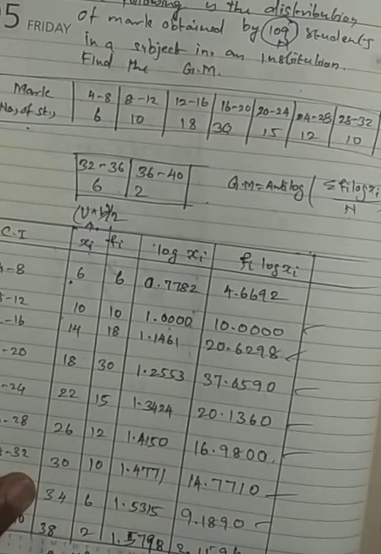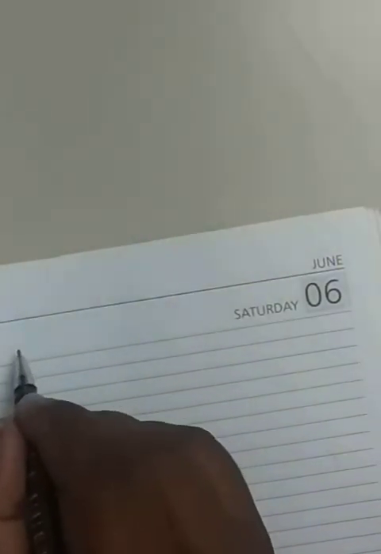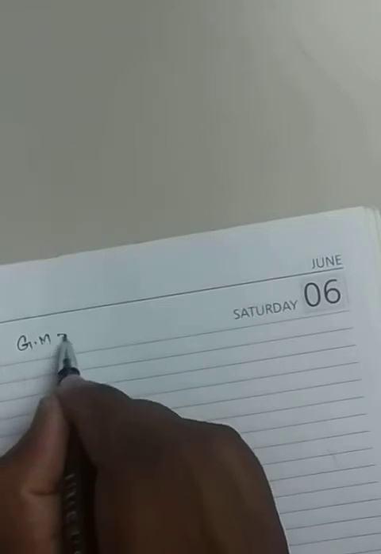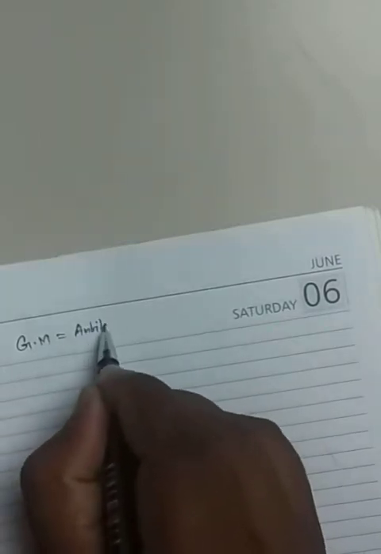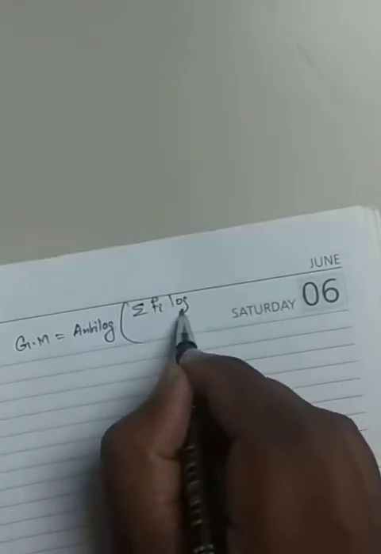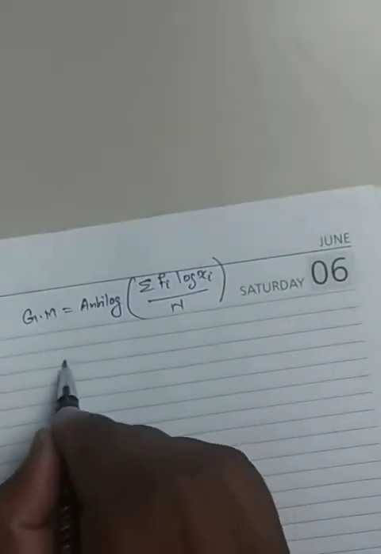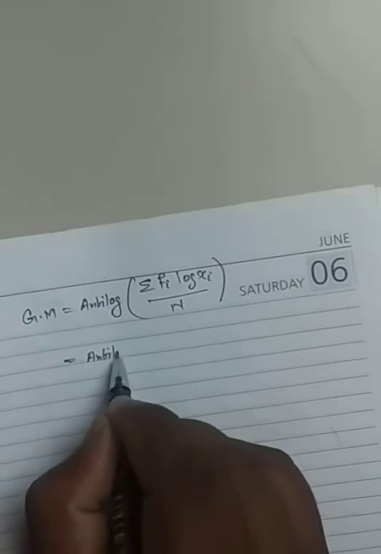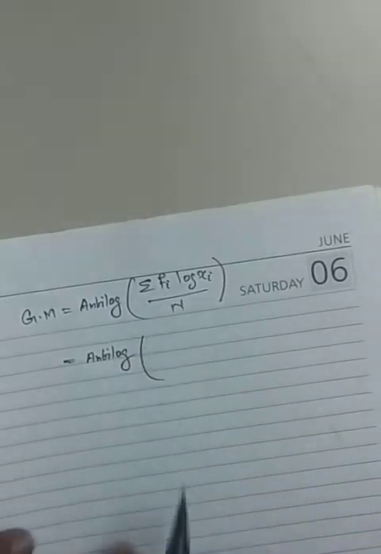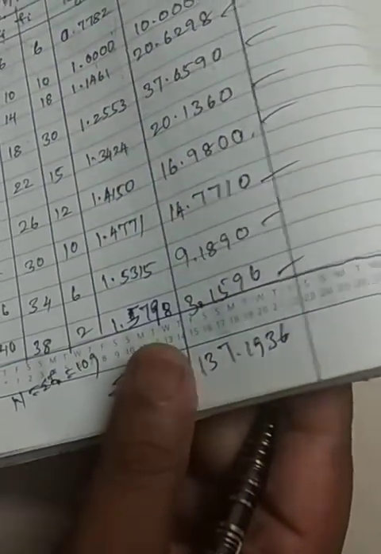Now we got all the values. So here summation fi log xi is the value, and n is that. Now according to the formula I will write here. GM value is, what's the formula? Anti-log of sigma fi into log xi by n. That value, write it here. That is nothing but anti-log of sigma fi log xi value. Just now you found it 137.1936.